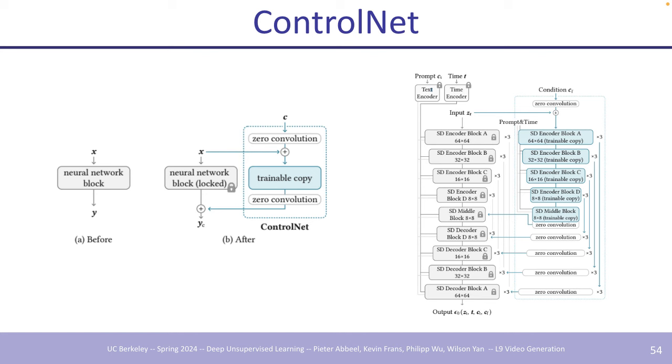So on the rightmost figure, the left side is, let's say, standard Stable Diffusion. And the right side, in blue, is extra trainable parameters that are a copy of the same block that's frozen. And that accepts the conditioning information. Usually the conditioning information in this case is the same shape as the image. So if it's an edge map or a depth map, it's the same resolution as the original image. Then you feed it through the network and condition on those features for your frozen model.